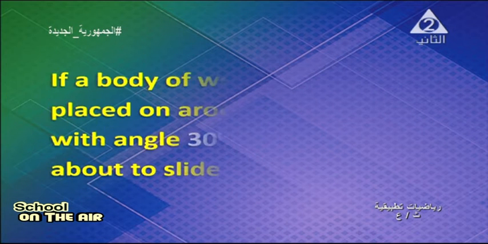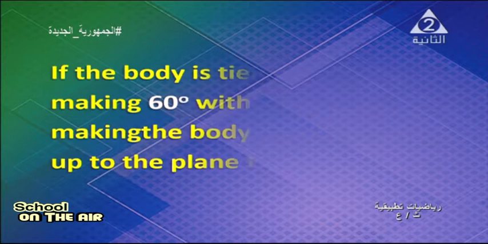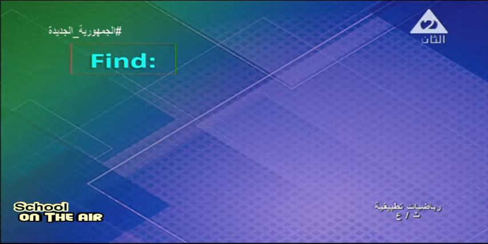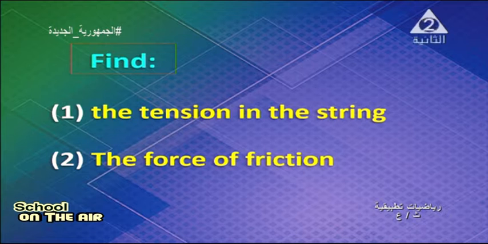My dear student, if a body of weight 4 kilograms is placed on a rough inclined plane with angle 30 degrees, then the body is about to slide. If the body is tied by a string making 60 degrees with the horizontal, making the body about to move up the plane, then find the tension in the string and the force of friction.